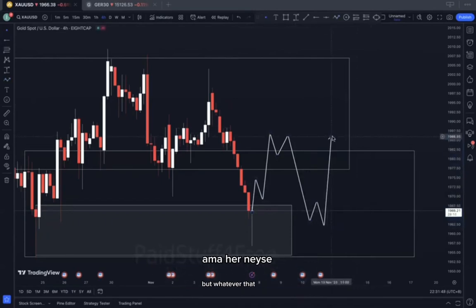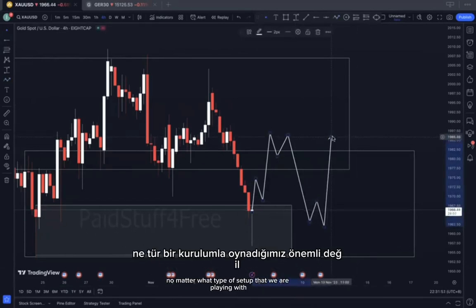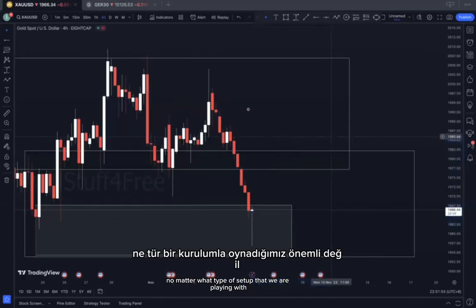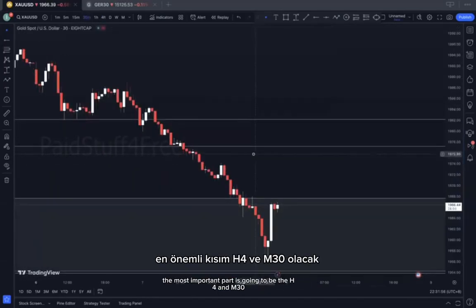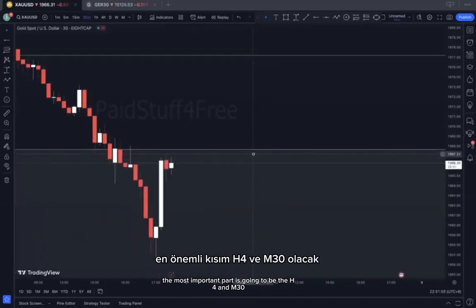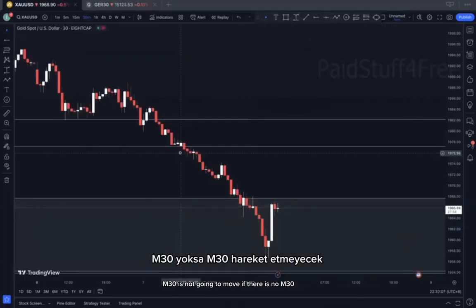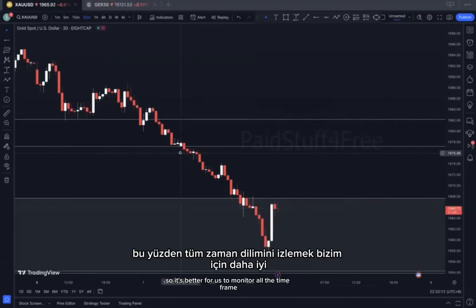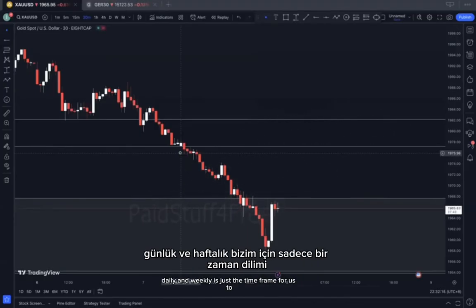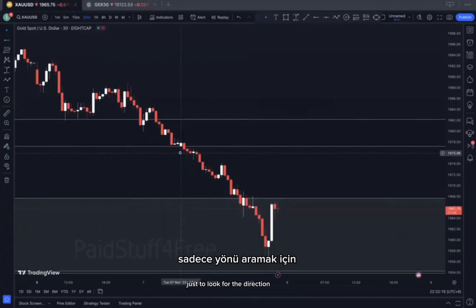But no matter what type of setup we are playing with, or the time frame we're playing with, the most important part is going to be the H4 and M30. If there is no M30 confirmation, M30 is not going to move. If there is no M30, H4 is not going to move. So it's better for us to monitor all the time frames. Daily and weekly are just the time frames for us to look for the direction. That's it, just look for the direction.